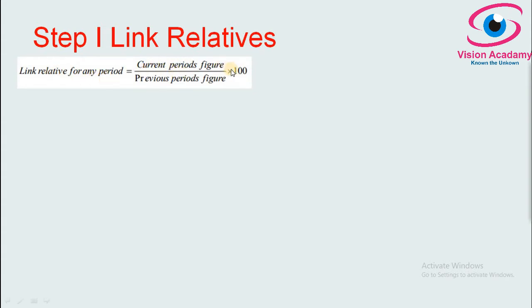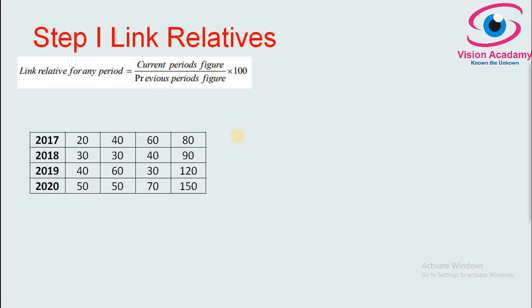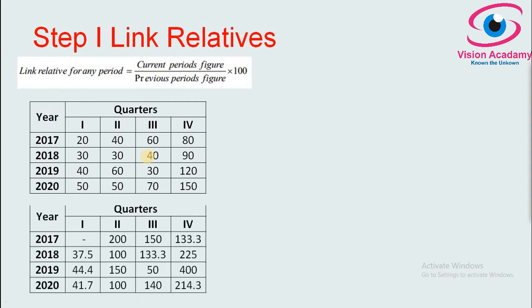I showed you in the last slide the formula: current period figure divided by previous period figure, into 100. So let us first have a problem for that. This is the problem, with the details given, and these are the chain relatives I have already calculated by applying the formula to this data. I will show you the working of how I found these. Let us go one by one.